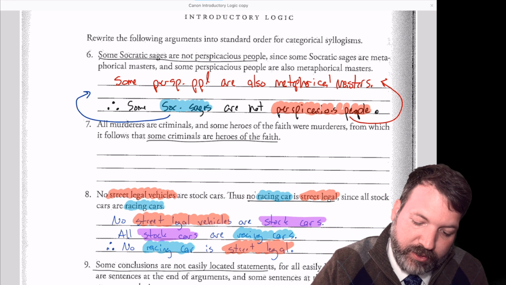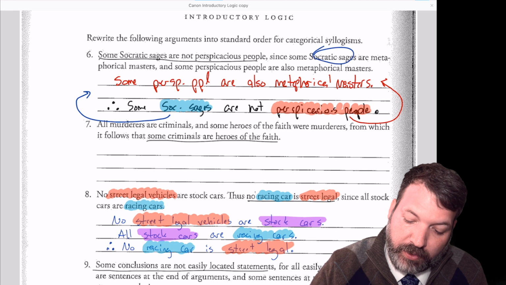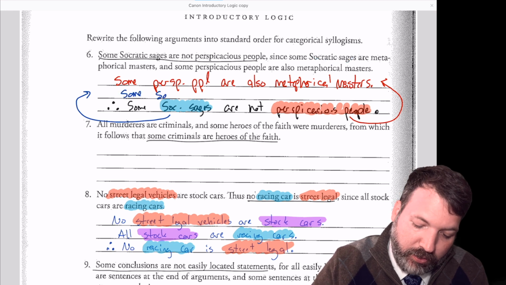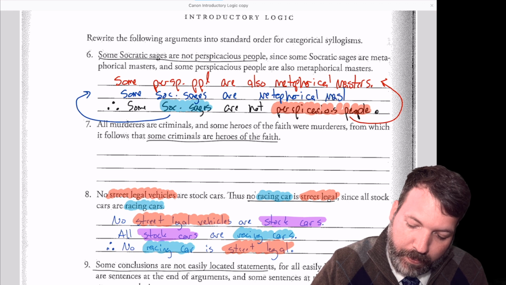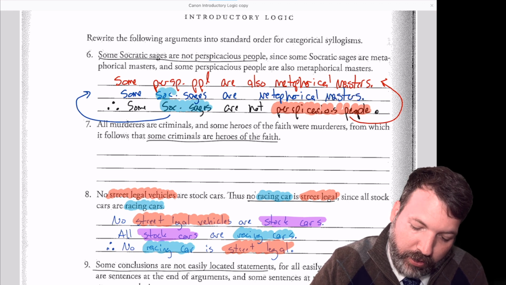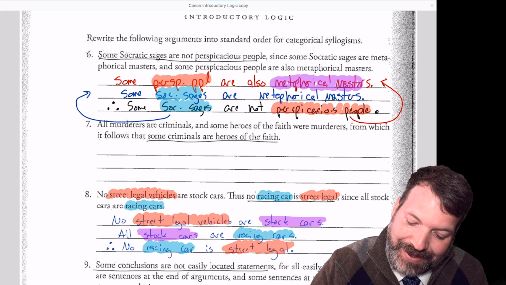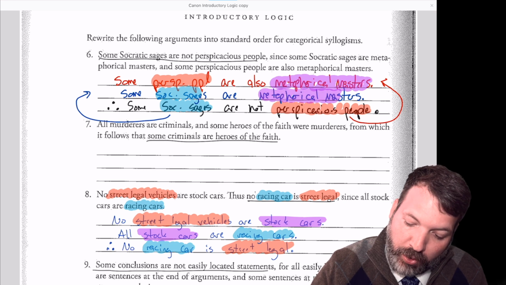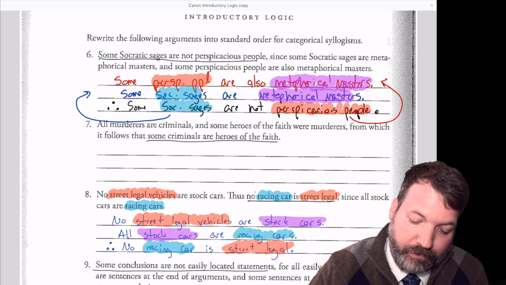And then, of course, whatever else is there must be the minor premise. But we can see Socratic sages comes up in that other clause. Some Socratic sages are metaphorical masters. We didn't need this next part, but just so you can see, we've got our minor term appearing twice, our major term appearing twice, and of course it must be what was not in the conclusion, but was in both of the premises, metaphorical masters, that is the middle term of that argument. So that's number 6.